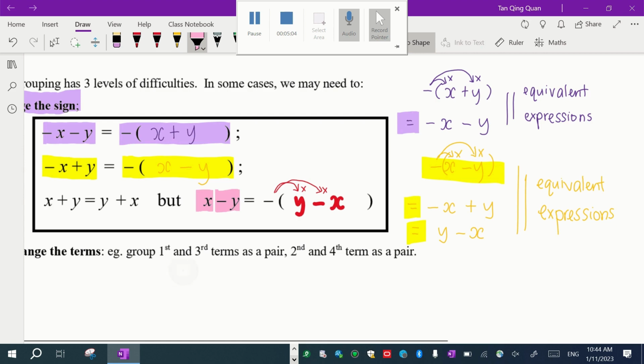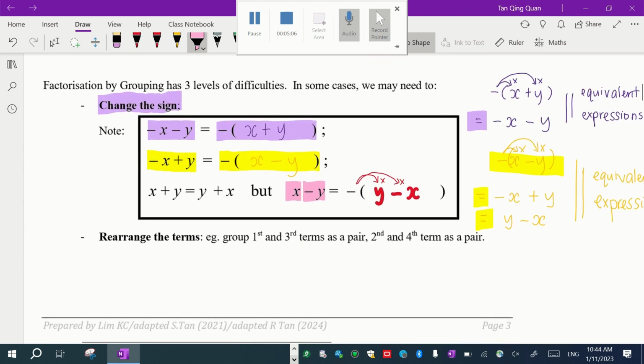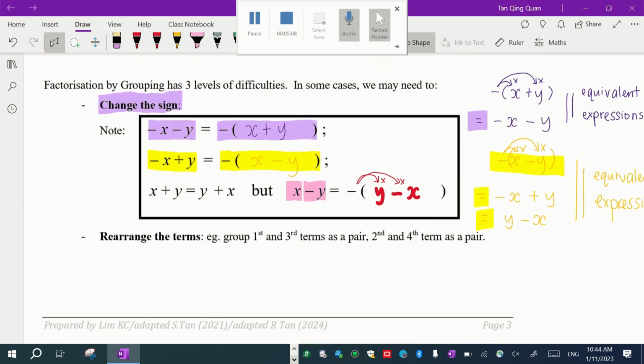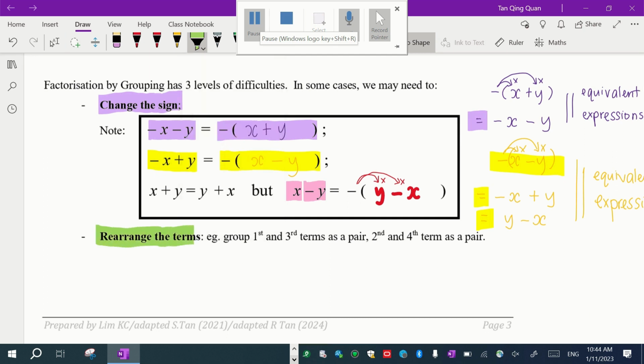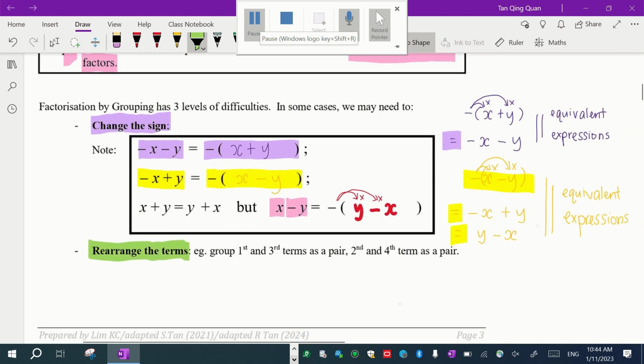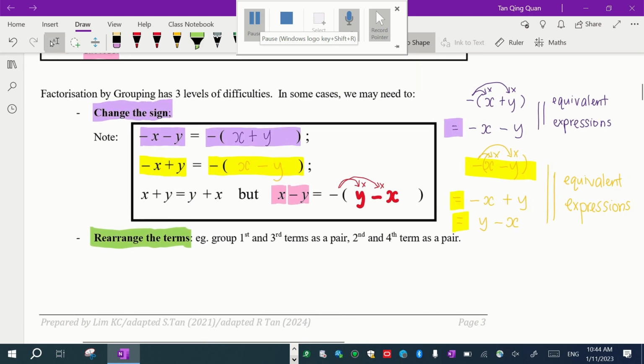And the next thing to take note of is also that sometimes we may have to rearrange the terms to make it easier for us to be able to group them and extract out the common factors from each group. So with that, we have come to the end of this part of the video, and let's move on to look at some of the examples with respect to this particular topic.